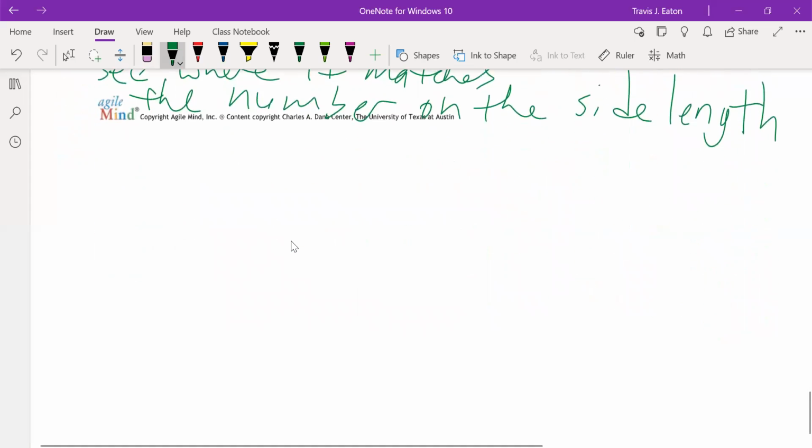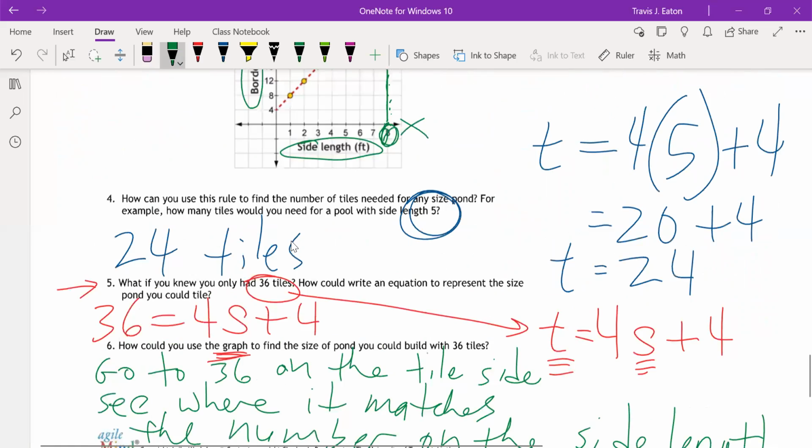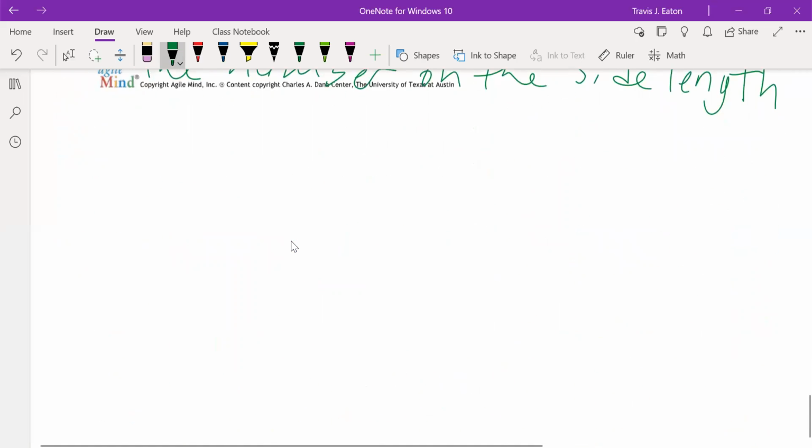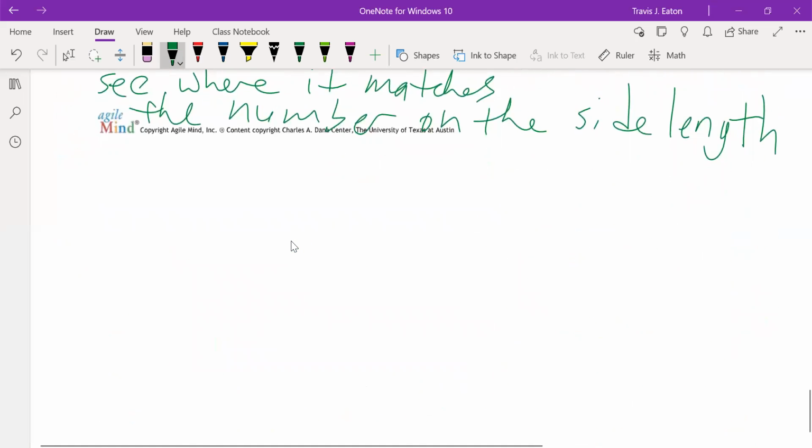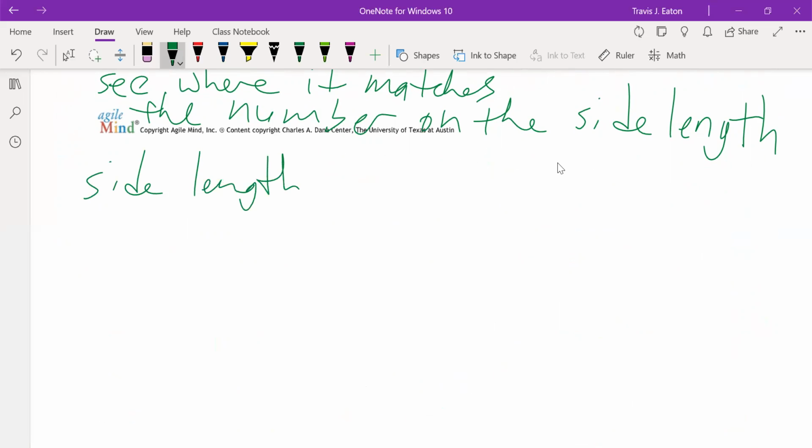Awesome. Oh my goodness. I was going to say, let's keep going, but that's as far as we can go. So just for fun, let's see if we can figure a couple of questions out before I turn this off. Let's say I want to build a pond that has a side length of 15 feet. How many tiles would that require?